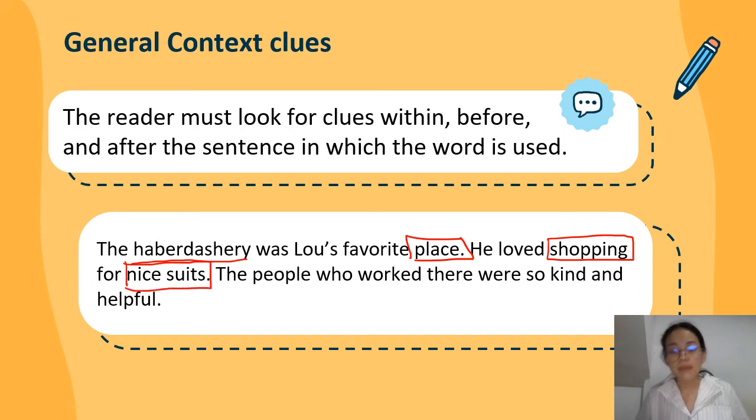Is there any more information? The people who work there were so kind and helpful. Oh, there are people who work there as well. As we collect a lot of information from many sentences, we get the words place, shopping, nice suits, the people who work there. So I can tell you the definition from the general context clue: a haberdashery is a place where people go shopping for nice suits. So this is the meaning of haberdashery.